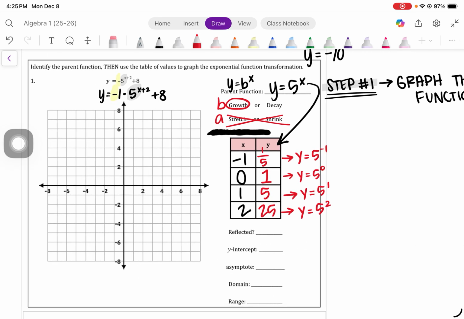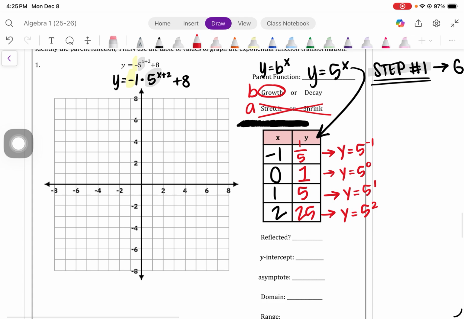Okay? So when we graph, you must have 3 points at all times. You must graph at least 3 points. That'll go for your quizzes. That'll go for everything. You must graph 3 points. So lucky for you, I gave you 4. So we're going to go ahead and graph those.